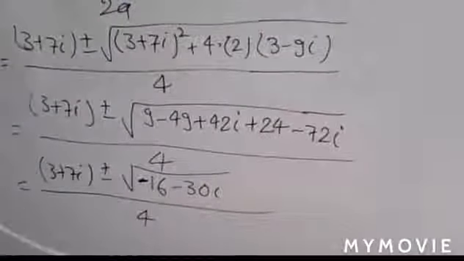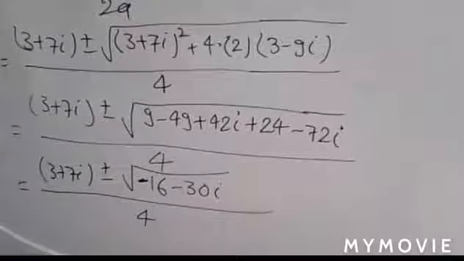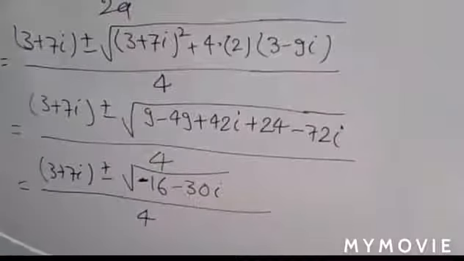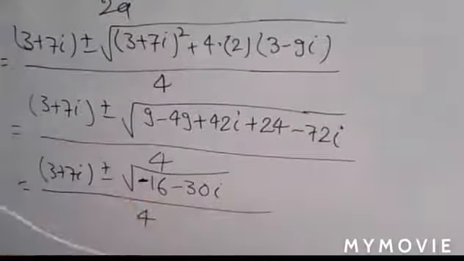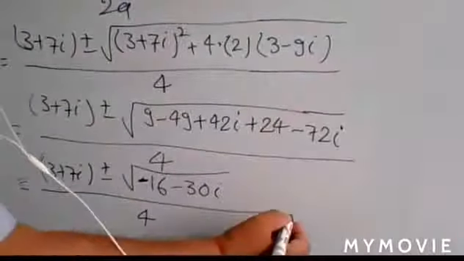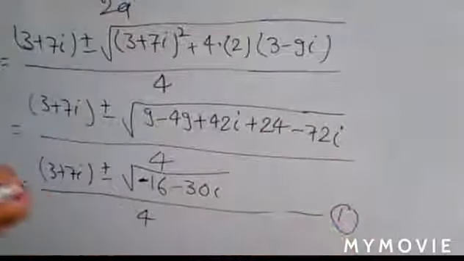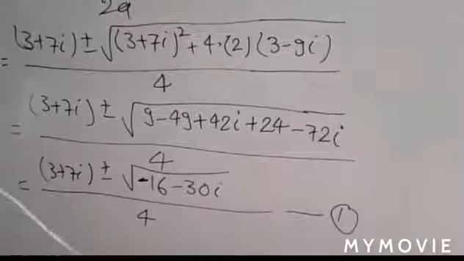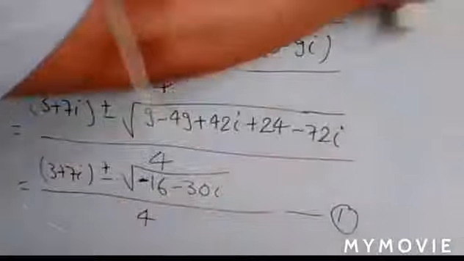Okay. Now, if you are getting the value of under root minus 16 minus 30i, then you are able to find the value of x and y in reduced form. So just check how you find the square root of such type of number. Take that as the first equation, so later on we will use it. Now come to the next step.